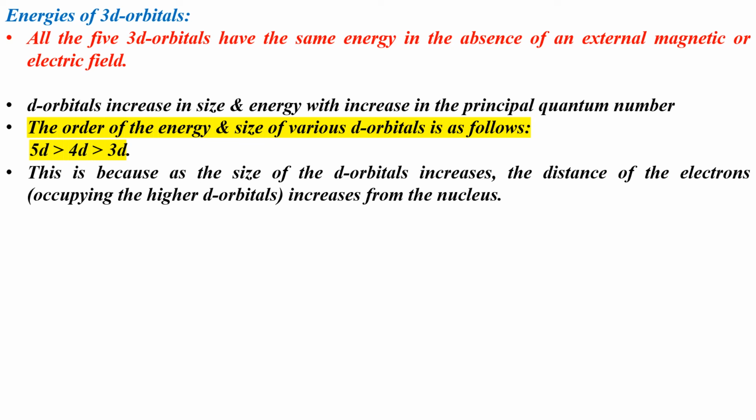orbital. What's the reason? This is because as the size of the d orbitals increases, the distance of the electrons occupying these higher d orbitals from the nucleus increases, and as a result their energies increase. This is the reason for the increasing trend observed in the energy of the various d orbitals with increase in the value of their principal quantum number.